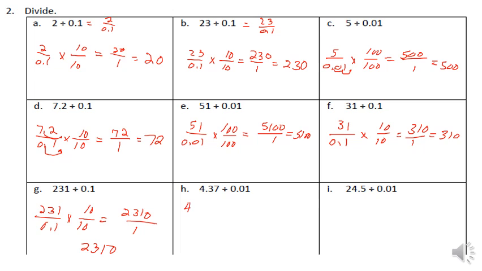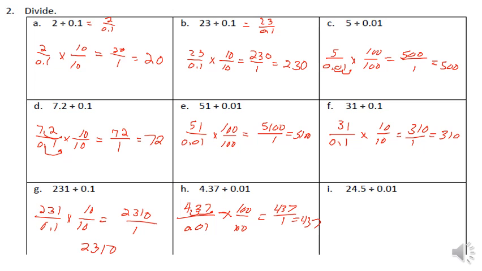Now we have 4.37 over 0.01. Even though both of them have decimals, I can see they both need to move over two place values. So we're going to multiply top and bottom by 100, and it's going to shift two place values. So I end up with 437 over 1, which equals 437.